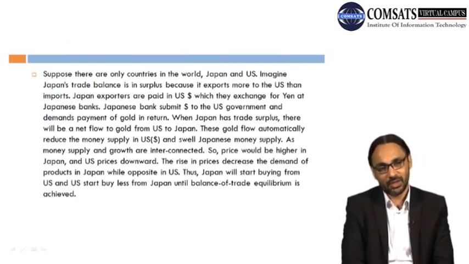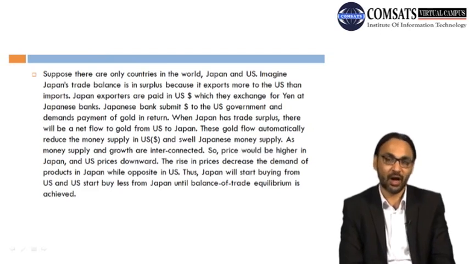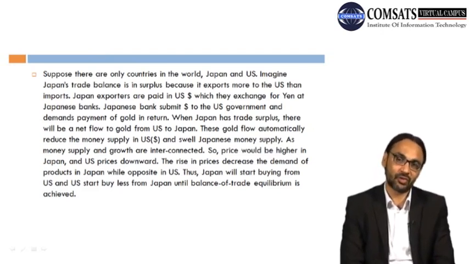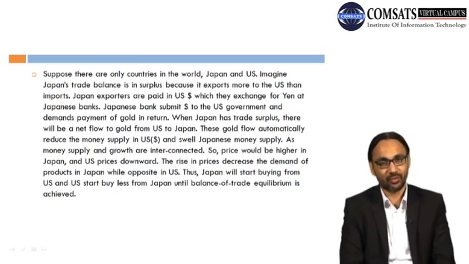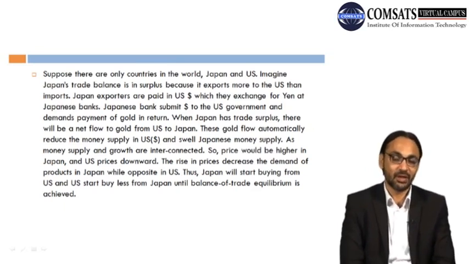Now there is a hypothetical situation where we can see how the balance of trade occurs in the gold standard, and why and how this standard is really strong. The hypothetical situation is that there are only 2 countries in the world, Japan and the USA. Imagine Japan's trade balance is in surplus: they are doing more export because it exports more to the US than it imports. That's why we are saying this is surplus.